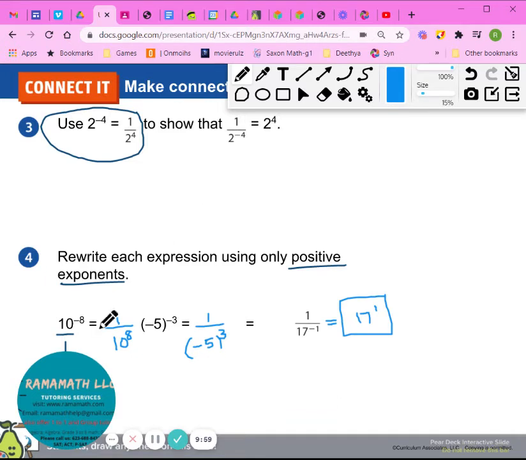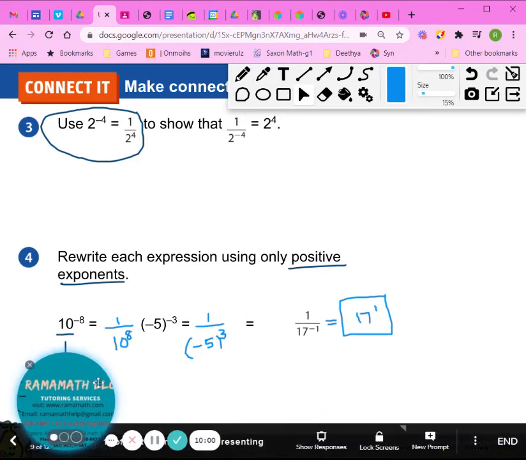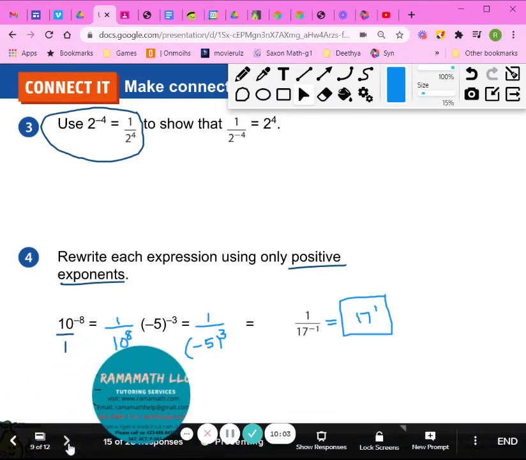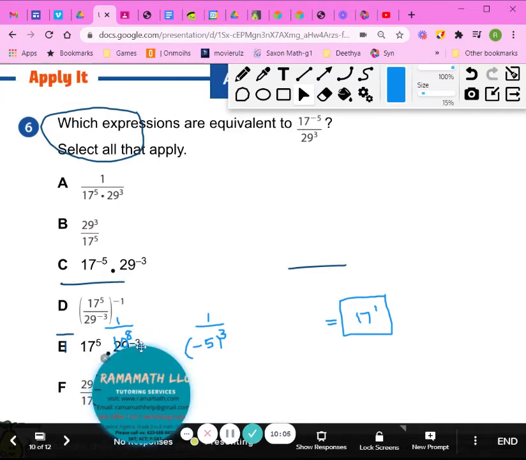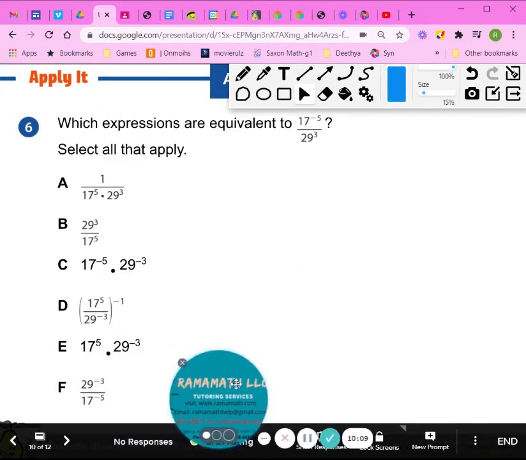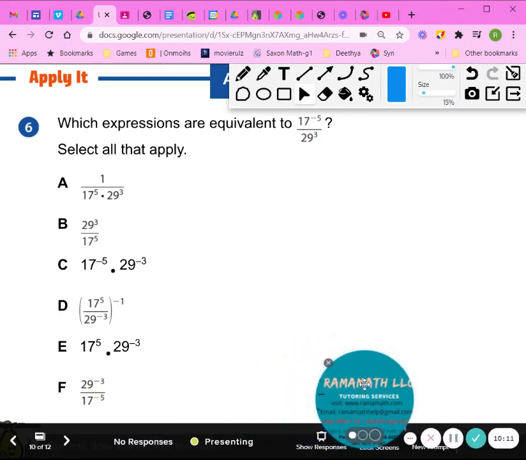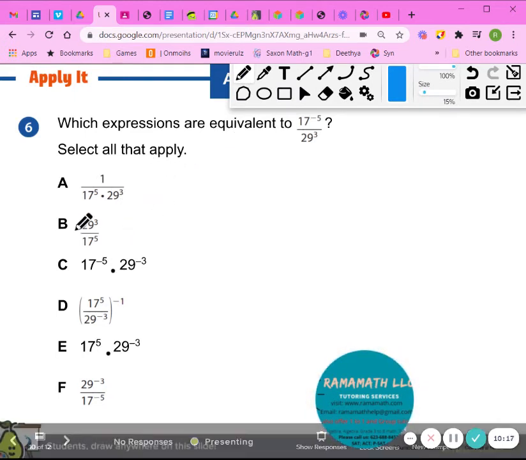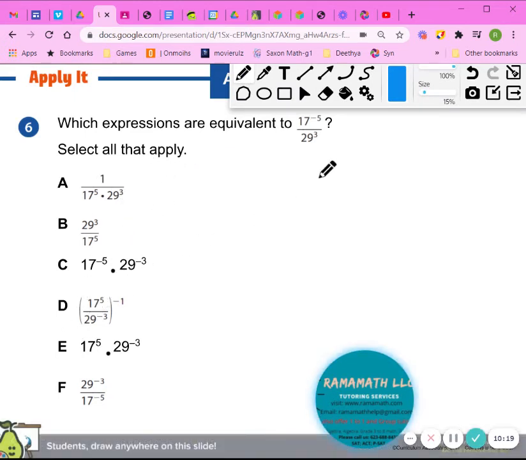All right. Since you guys understand how to convert negative exponents to positive exponents, and the same thing with positive exponents to negative, let's now practice these questions so you can see. Select all that apply. You see in the test also you can see multiple answers. So let's look into this one.